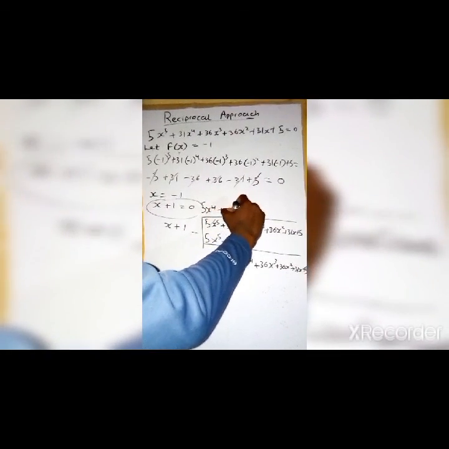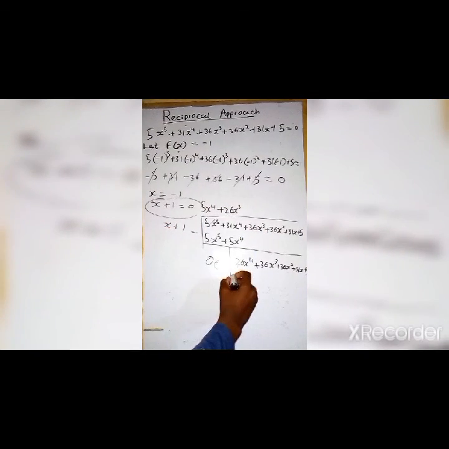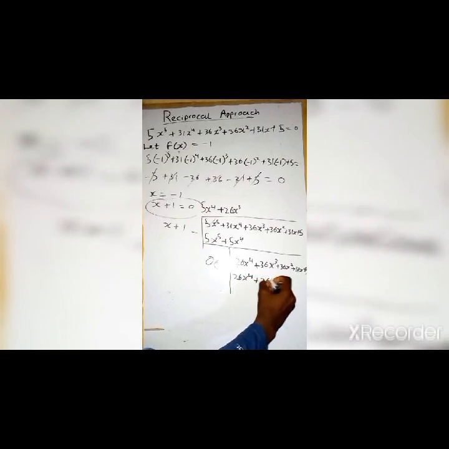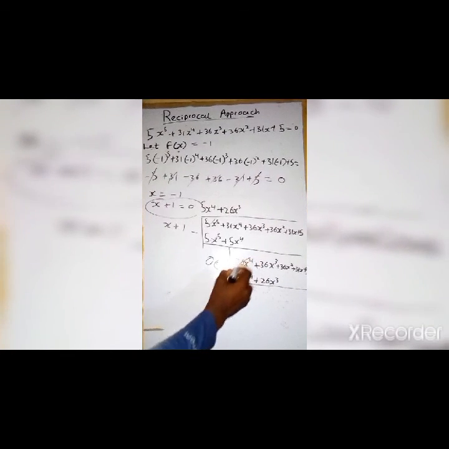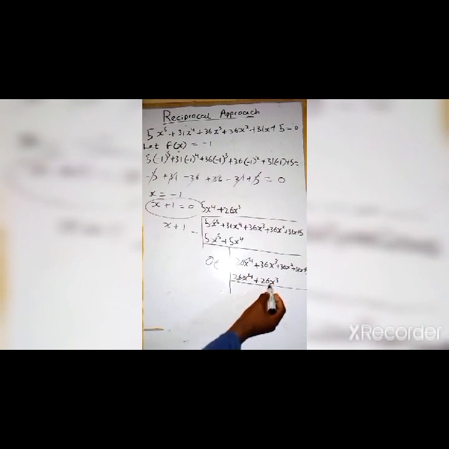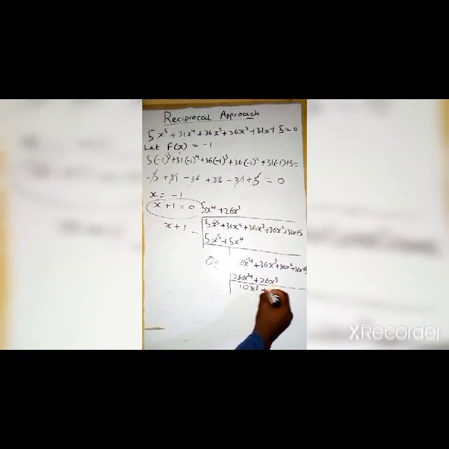So dividing again, x divided by this, we have plus 26x^3. 26x^3 multiplied with this, we have 26x^4 plus 26x^3. So we subtract again. When we subtract, this one will cancel this. We now have 36 minus 26, which is 10x^3. And we bring down this, we have 36x^2 plus 31x plus 5.